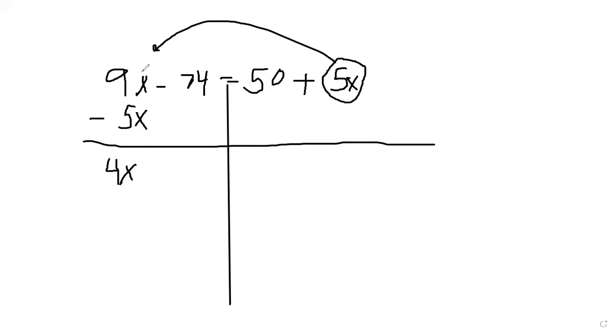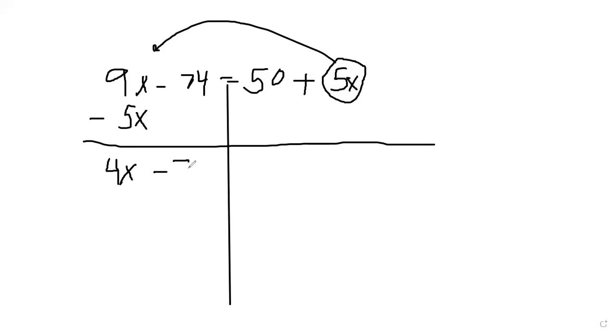Remember when you're adding and subtracting these variables, these letters, just worry about the numbers. The letters are just kind of along for the ride. So basically think in your mind 9 minus 5. Well, that's 4. That's simple. That's first grade arithmetic. And then the letter just hangs out.